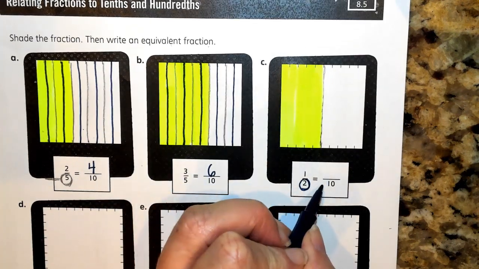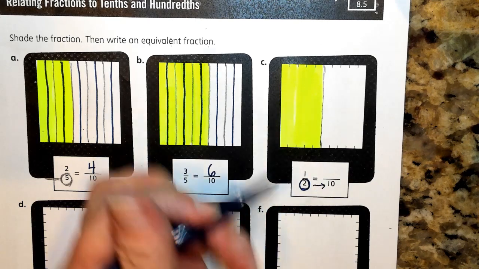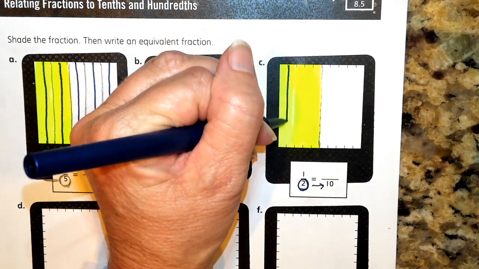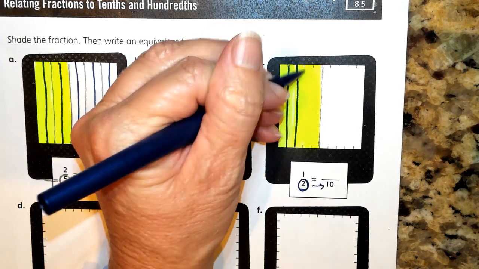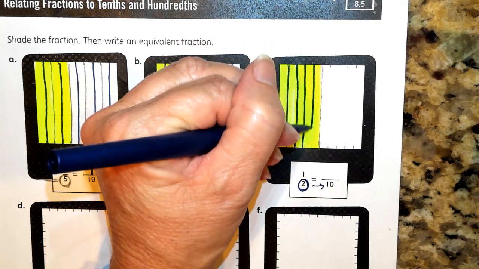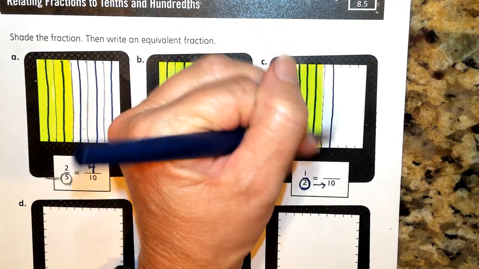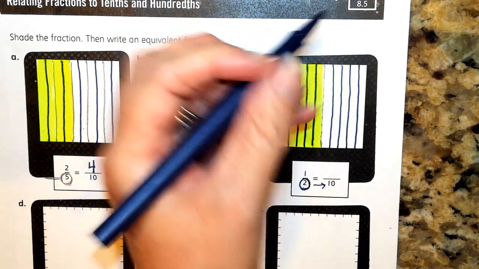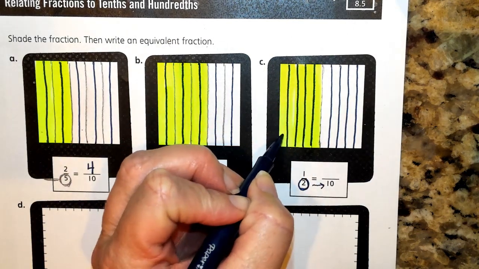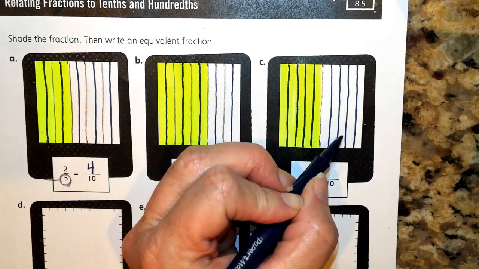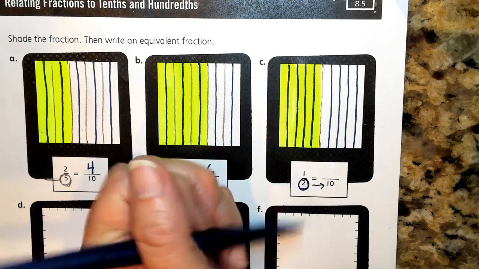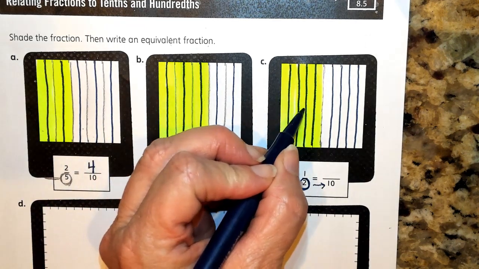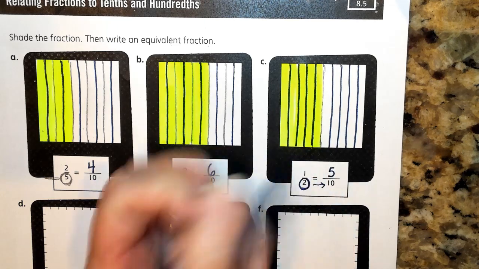I want to relate this to the tenths place. So I need to go back and cut my model into 10 equal pieces. So that's 1, 2, 3, 4, 5, 6, 7, 8, 9, 10 equal pieces. And what is equivalent to 1/2? Well, that would be 1, 2, 3, 4, 5. 5 of the pieces are shaded.